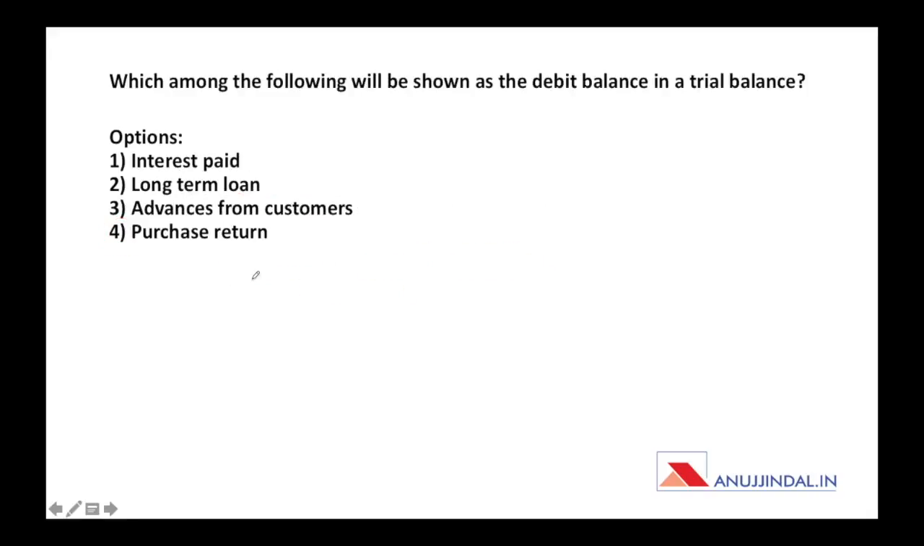The second question is which among the following will be shown as the debit balance in a trial balance? Which among the following will be shown as a debit balance in the trial balance? The answer is 1, because on the debit side of trial balance you show all the expenses or all the areas where money has gone out, and on the credit side you show all the incomes. So all the incomes come on the credit side.